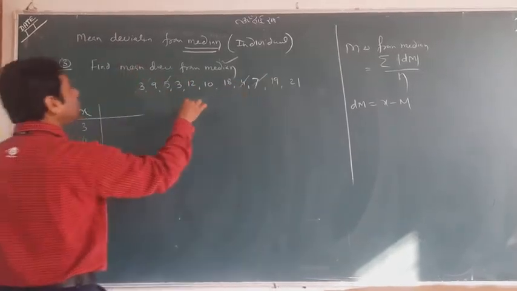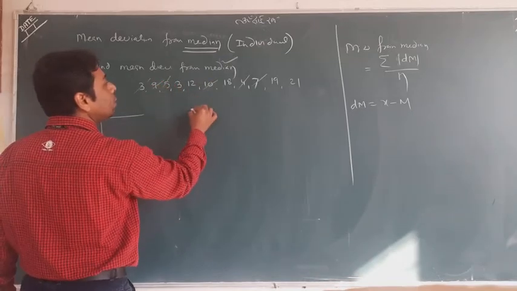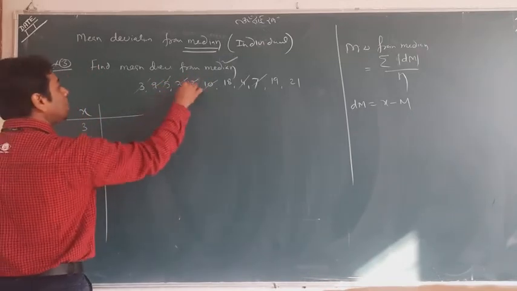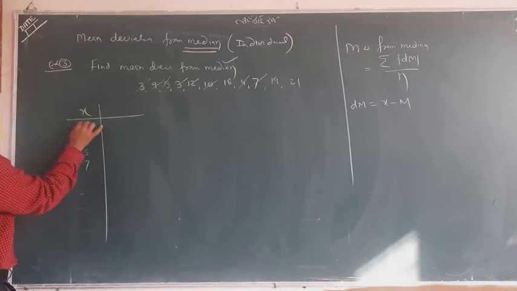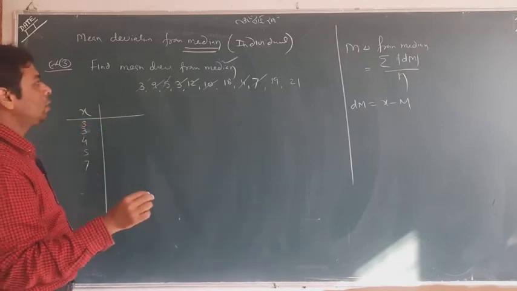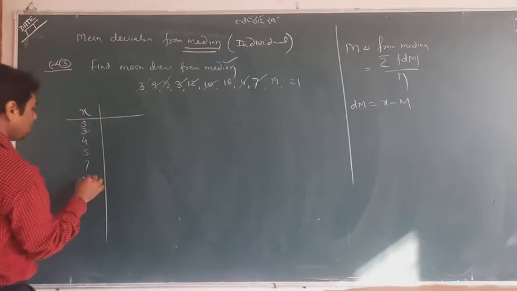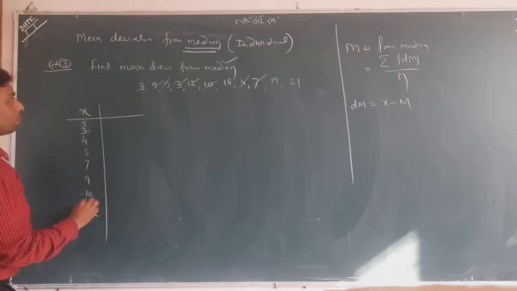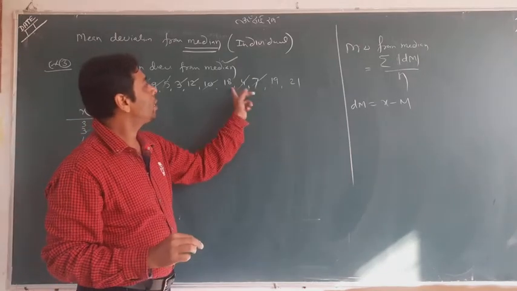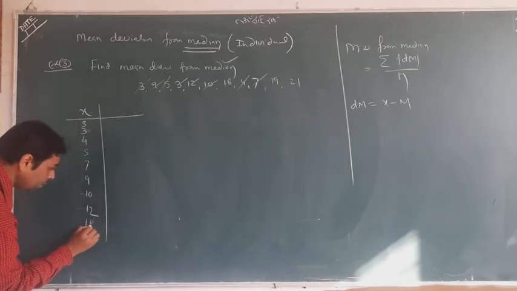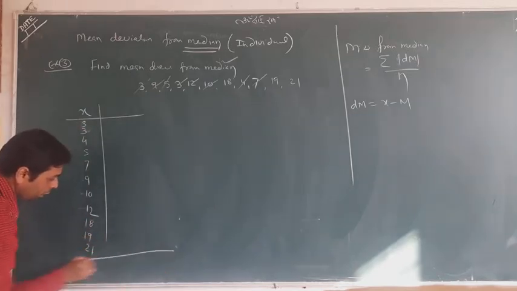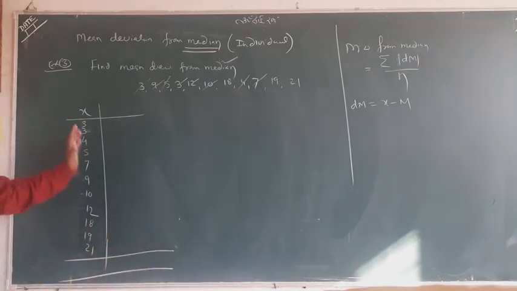Then after that I write 9, 10, 12. 3 was twice, so I write 3 and 3. Then 7, after 7 it's 9, 10, 12. Afterward it is 18, 19, 21. We have got the sequence properly.